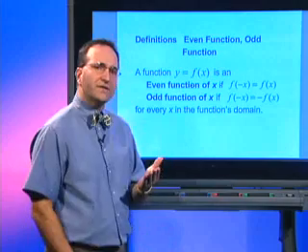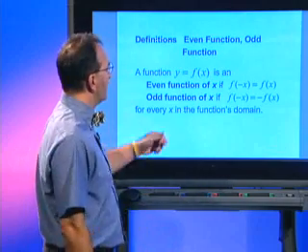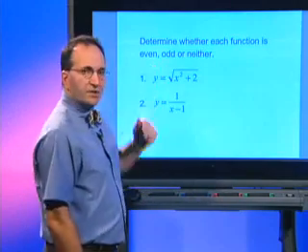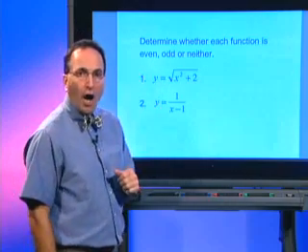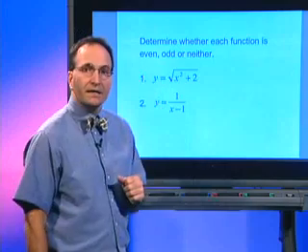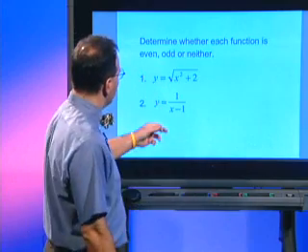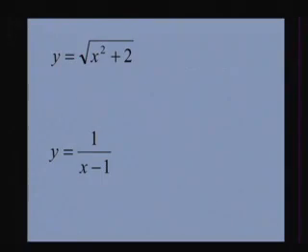So I think the best thing to do here is to look at an example so we can determine whether the following functions are even, odd, or possibly neither. All right. So let's take a look at the first one. We're going to apply our definition that we just looked at, which tells us that we want f of negative x.